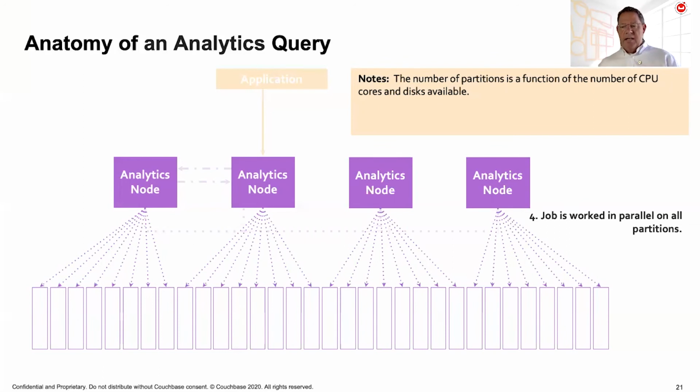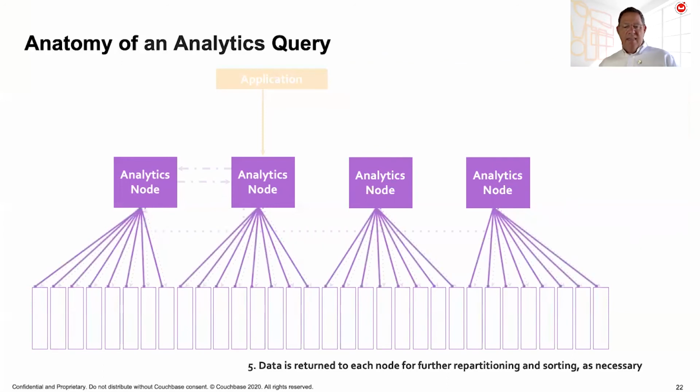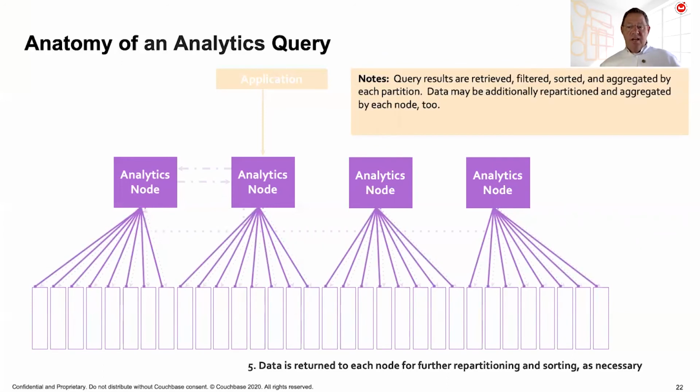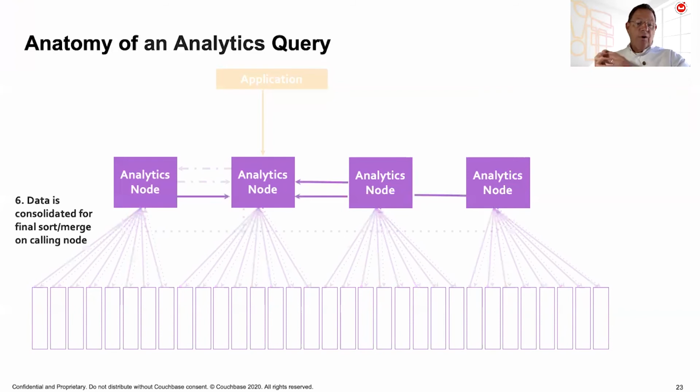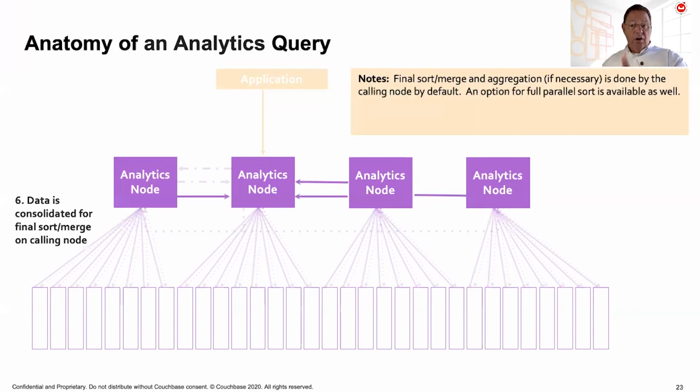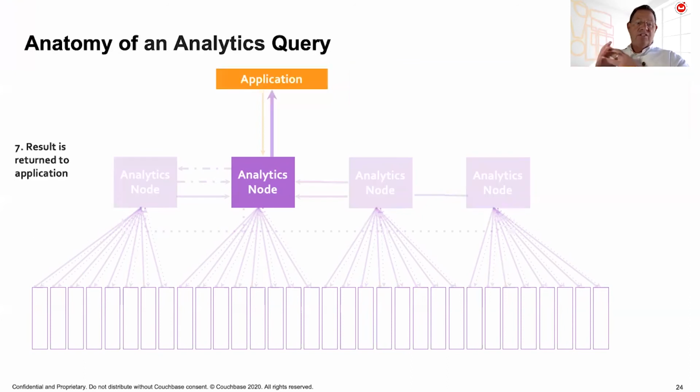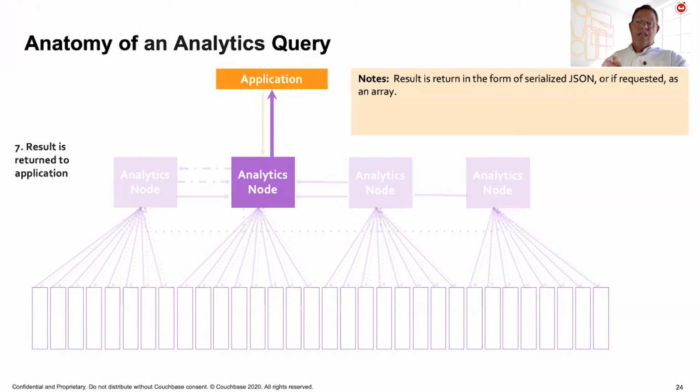The job is worked on in parallel on all partitions, and then the result set is sent back by each partition to the individual nodes, which may have to do repartitioning and reaggregation, in which case it leverages those same available partitions that were available before to go out and create those. It's essentially temp space on each of those. Finally, that data is consolidated by the calling node. There may be a final sort and merge or an aggregation, and that's then sent back and returned to the application.